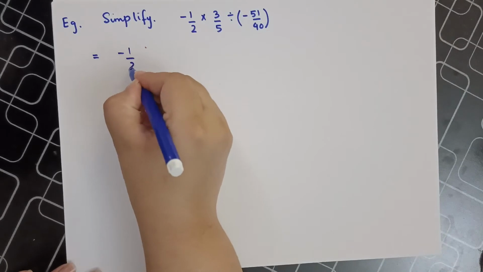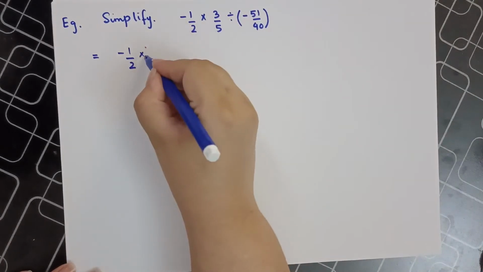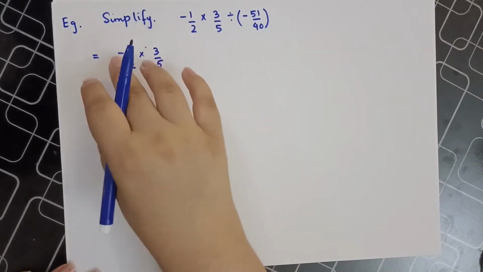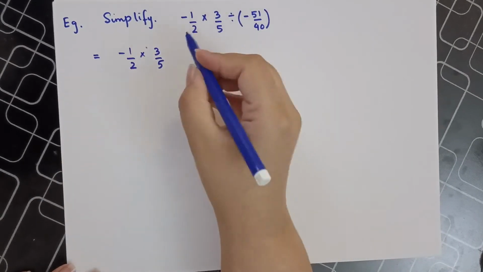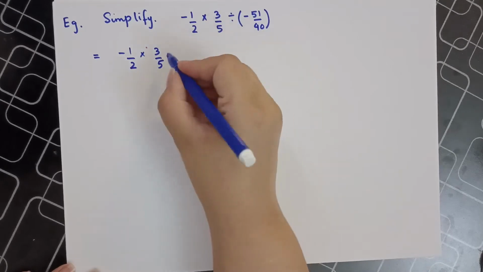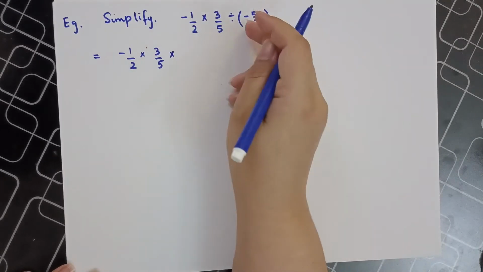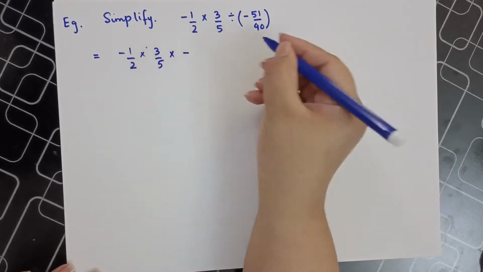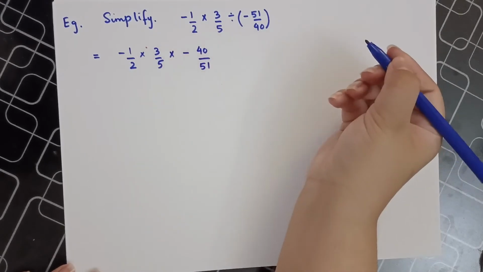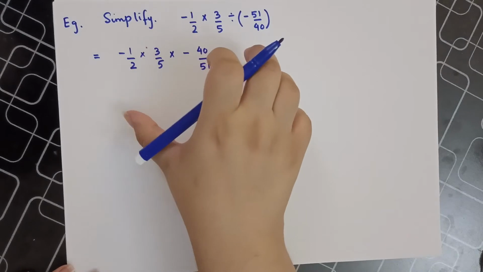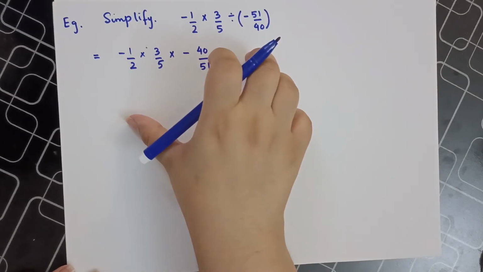Write the first fraction as it is, minus 1 upon 2 multiply by 3 upon 5. Now, since multiplication is happening between these two, you don't have to do anything. Now here is the division sign. You're going to change it into multiplication and you're going to take the reciprocal of this fraction. 40 comes up, 51 goes down, and now you're going to start cancelling.